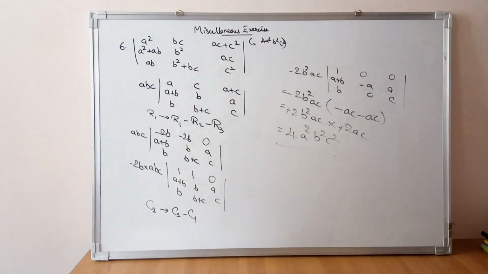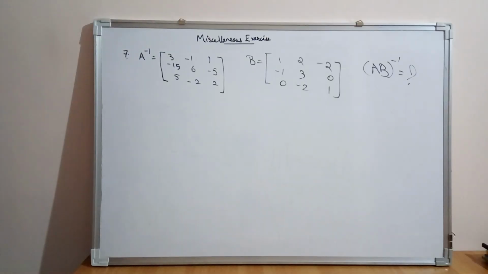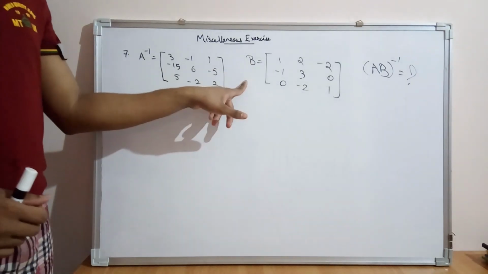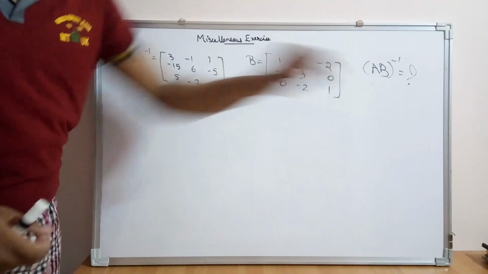Moving on to the seventh one. Okay, now I'm going to start with the seventh question. We'll see what is given in the seventh question now. Seventh question, A inverse is given and B is given. You have to find AB whole inverse.